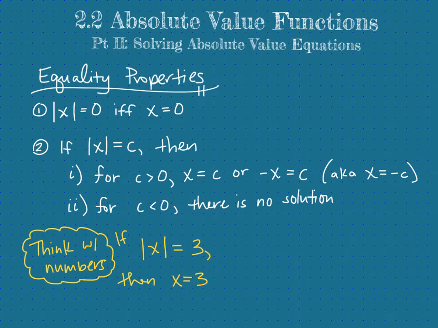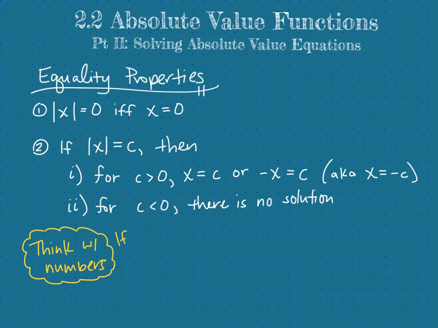If we plugged 3 back in, we'd have the absolute value of 3 is 3. Or we have that x could equal -3. Let's see if that works. If we plugged in -3 for x, is the absolute value of -3 equal to 3? Yes. So in this situation, if the absolute value of some number is 3, then that number could have originally been 3 or -3.